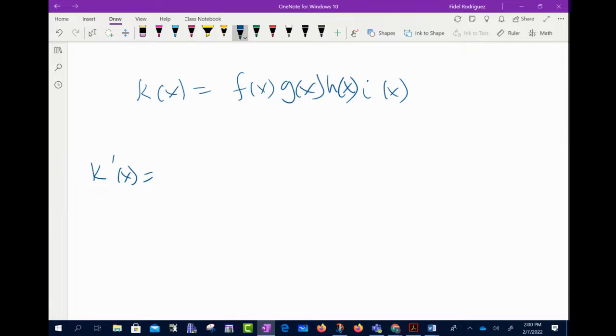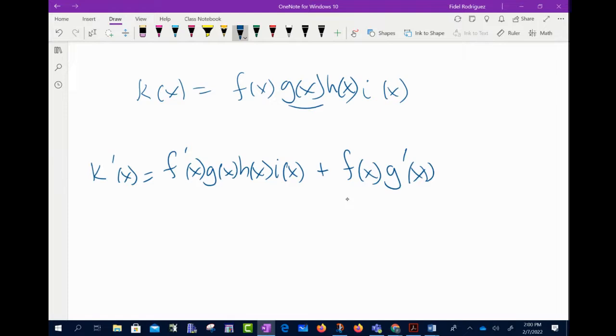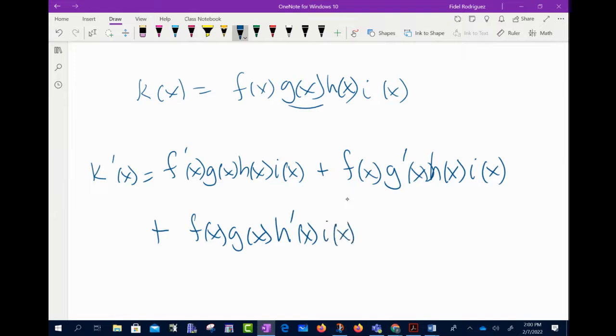Hey, I don't have to go through that whole process anymore, right? What are we going to do? We're going to take the derivative of the first one. We're going to leave the second, the third, and the last one alone. Then we're going to take the derivative of the second one, and we're going to leave the other ones alone. You see what I'm doing now? And then we're going to leave the first and the second one alone. We'll take the derivative of the third one. We'll leave the last one alone. And then we'll leave the first, second, third alone, and then we'll take the derivative of the last guy.